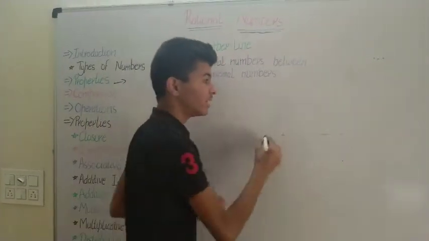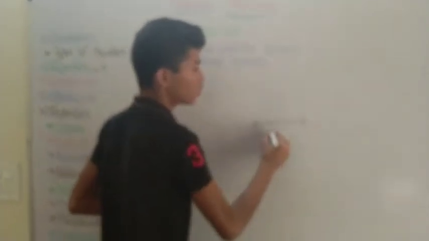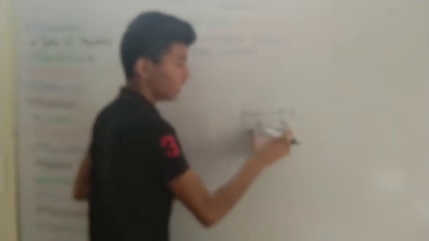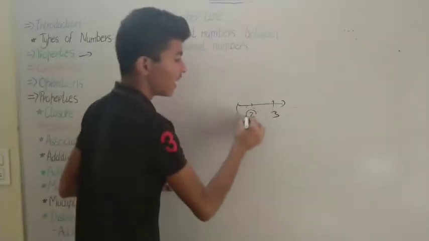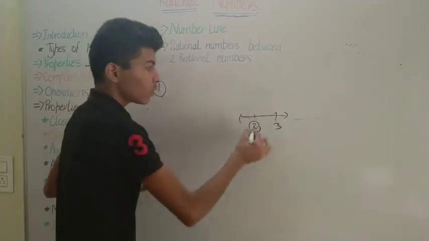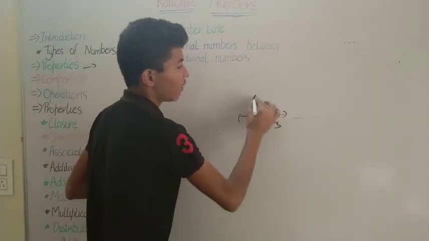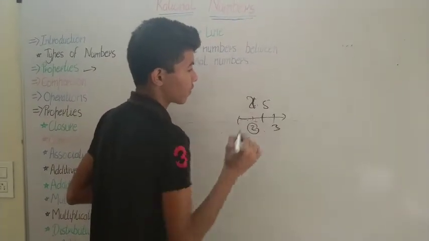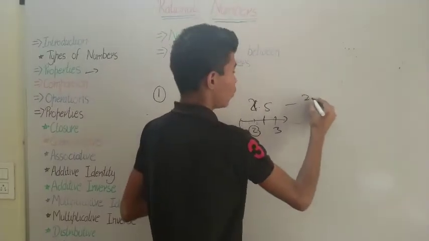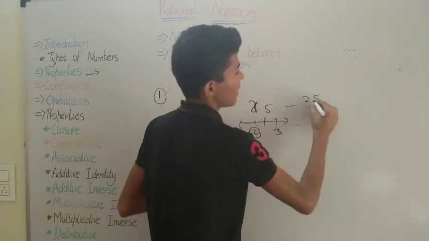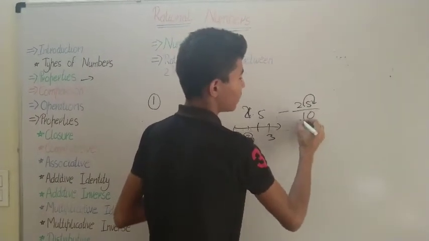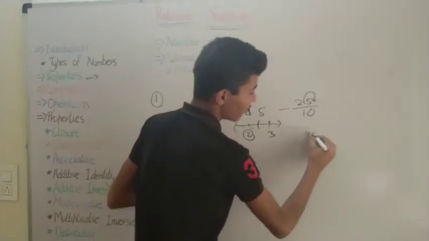We know that there is a rational number between any two rational numbers. We will see why the integers are also rational numbers. Take 2.5, for example. This can be written as a fraction: I take the decimal point back and multiply by 10, so this is 25 by 10.